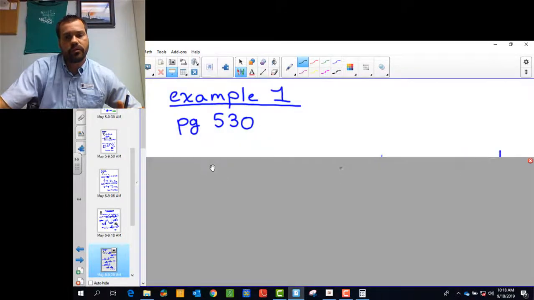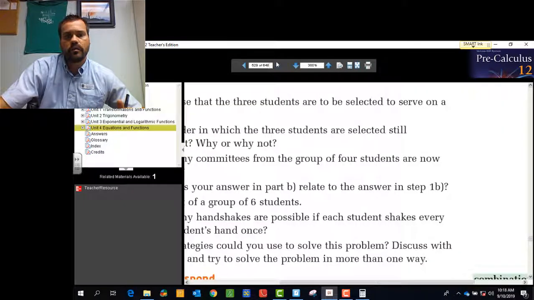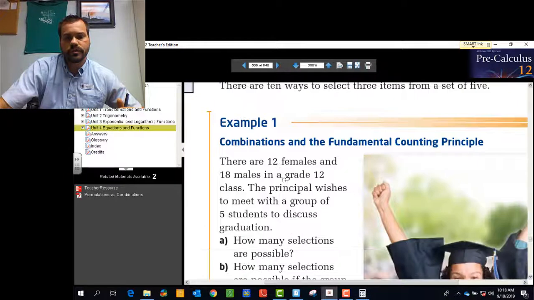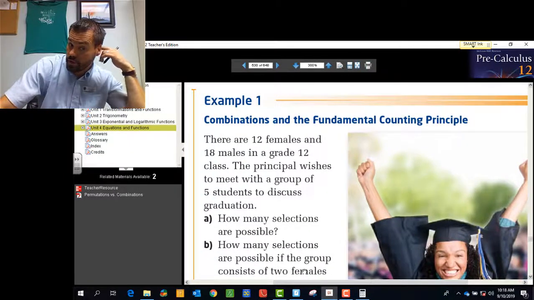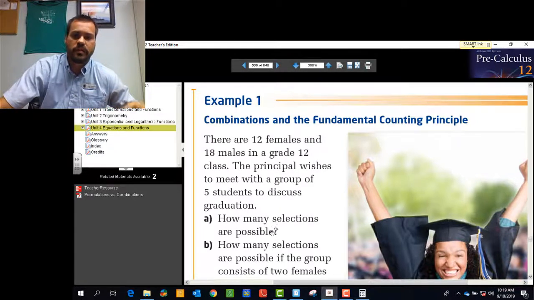All right. So we're going to look at a couple of examples. If you look on page 530 of your textbook, let me just jump there. Okay, then you will see here's the question. It says there are 12 females and 18 males in a grade 12 class, and the principal wishes to meet with a group of 5 students to discuss graduation. So the question is, how many selections are possible? All right. And the interesting thing about the first part of this question is there's no stipulation that there has to be so many females or so many males. So how many total people can they pick from? It says there's 12 and 18. So if you add 12 and 18 together, you have a total of 30.